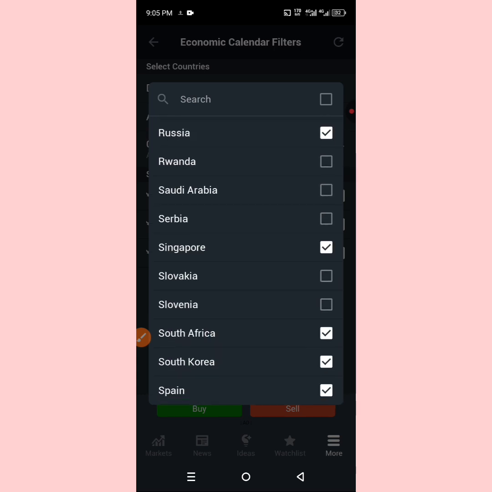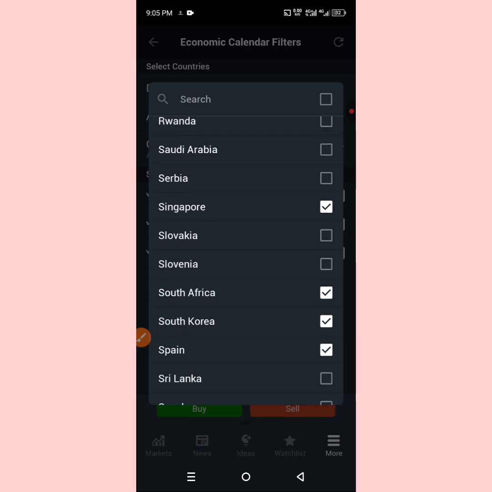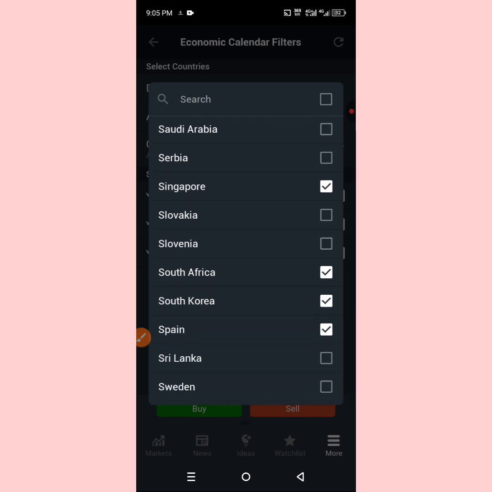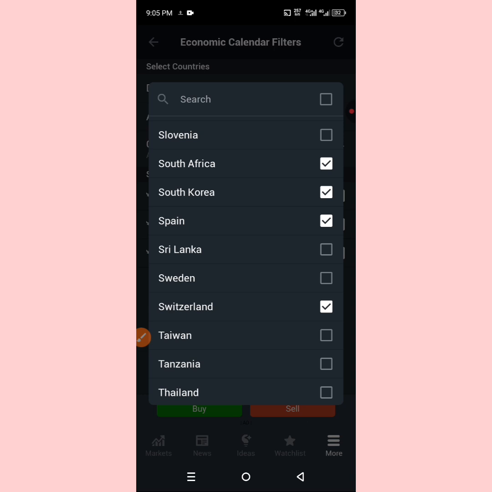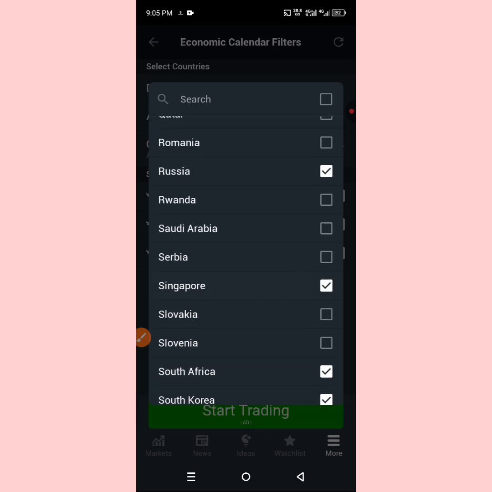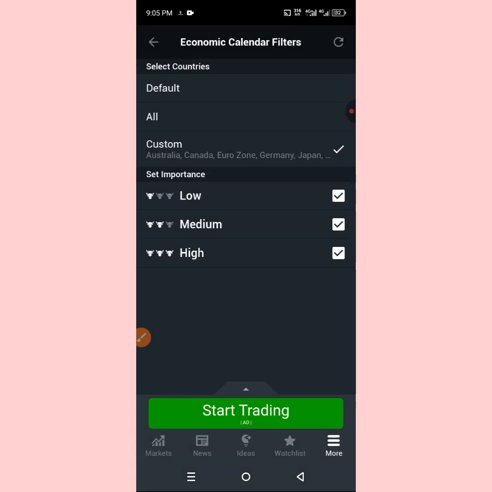Singapore, let me leave it. I trade SGD, the Singaporean dollar, sometimes. This is Spain, you click on it. So you pick all the countries you want. Then when you click it, you go back. The news you have is only news from these countries that are highlighted there.